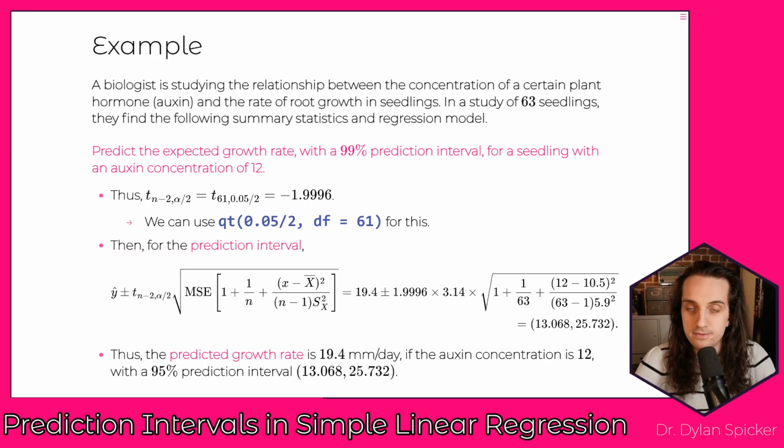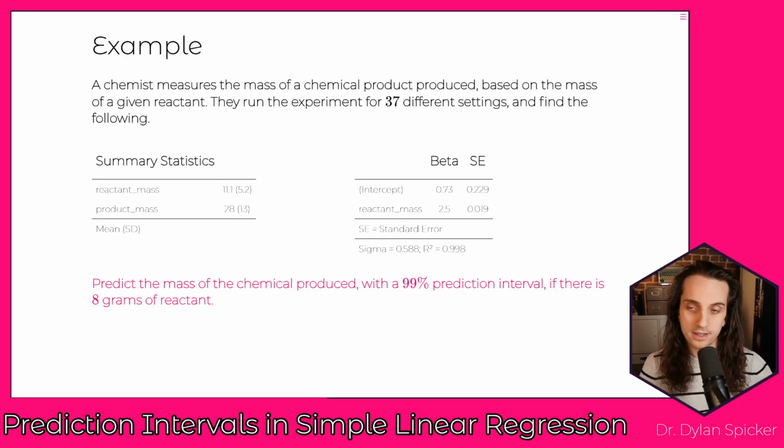13.068 up to 25.732. Okay, and so the process here is going to feel very familiar if you've calculated confidence intervals before, but here we're trying to predict a specific value. And so if we have an observation where we know the concentration is going to be set to 12 in the future, then we're going to predict this value for the specific growth rate as well as to quantify the uncertainty here. So we can take a look at another example here.